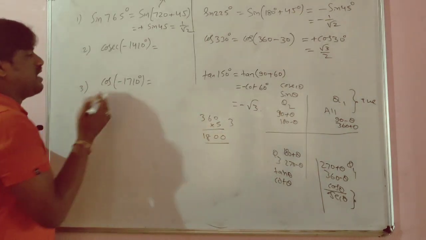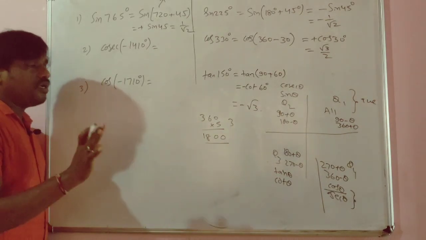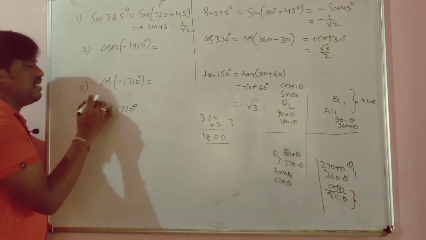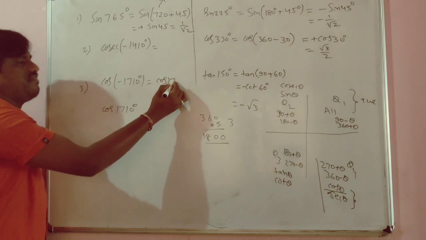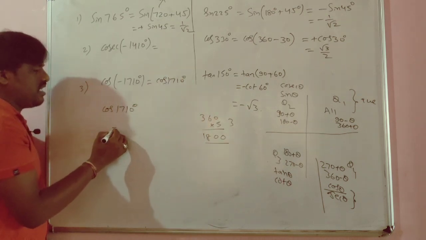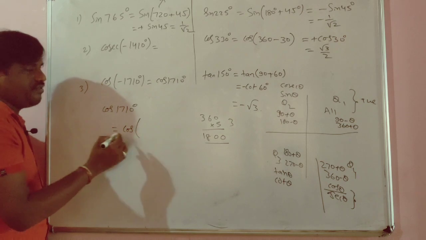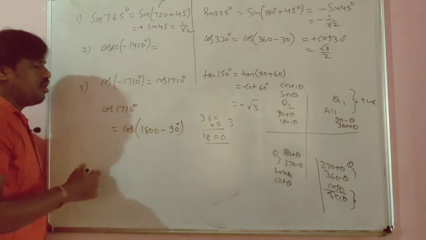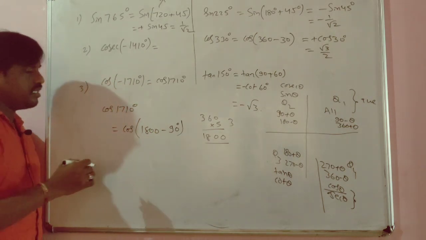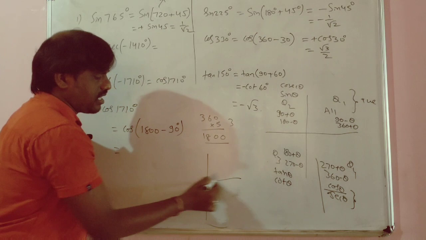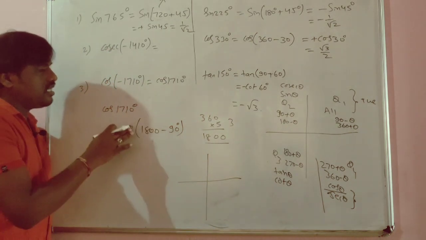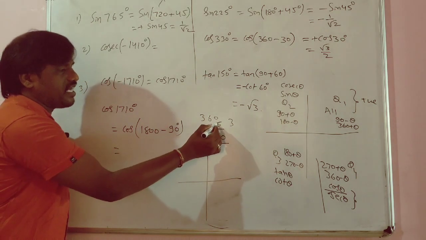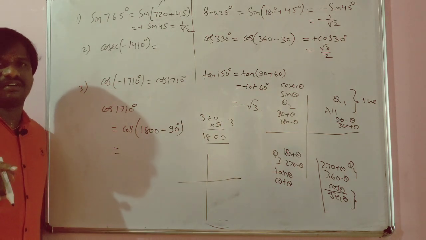One more thing is, cos of minus theta is what? Cos theta. So I can write cos 1710 degrees as cos of 1800 minus 90 degrees. You can see this in the quadrant. It is happening 5 times. 5 times means an odd multiple, so the meaning is an odd multiple of 90.